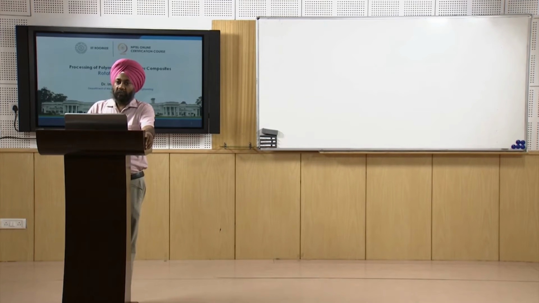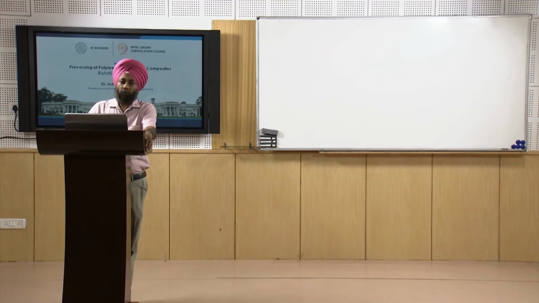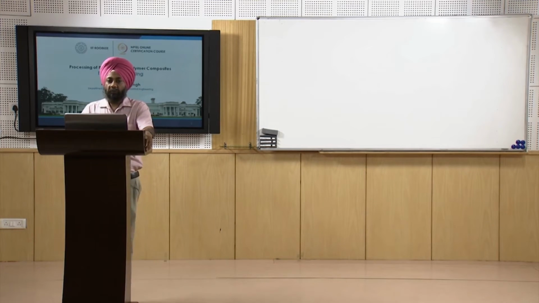You can see the final shape of the product is the exact replica of our mold. This is the mold here, we can see, and the final product is an exact replica of the shape of the mold that we have used for the molding process. Now we will try to understand it with the help of a video, and here also you can see how the input is given and how the mold is rotated.